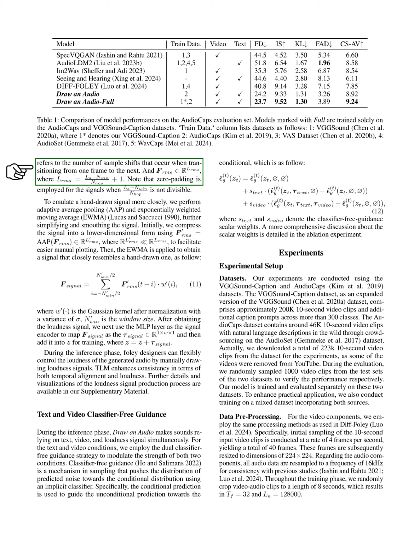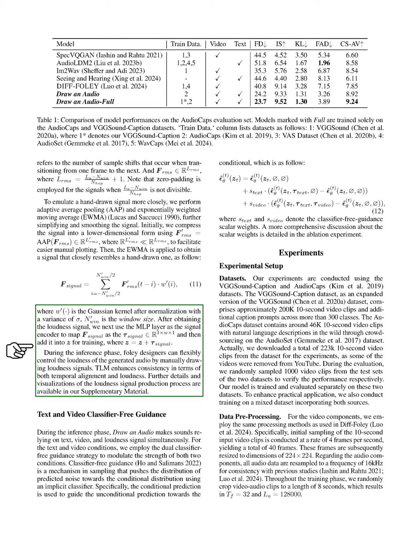To address this, we propose an audio transformation method based on root mean square, RMS, energy, which converts the original audio into human-like loudness signals. We define the audio signal and calculate its RMS energy, which gives a better representation of average loudness than peak levels. To create a signal that resembles a hand-drawn one, we apply adaptive average pooling and exponentially weighted moving average techniques. This process simplifies and smooths the signal, making it easier to plot manually.